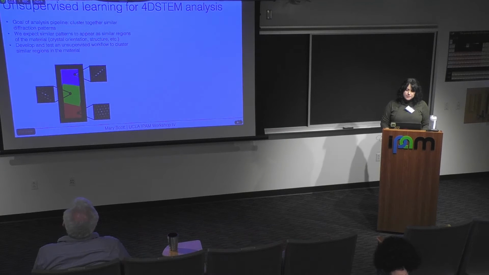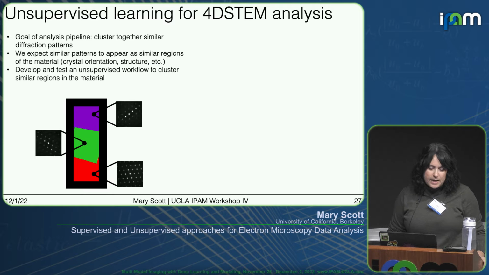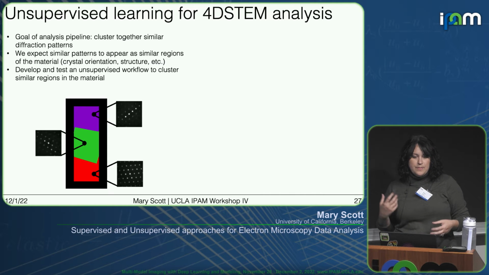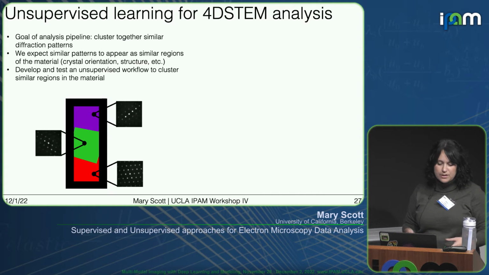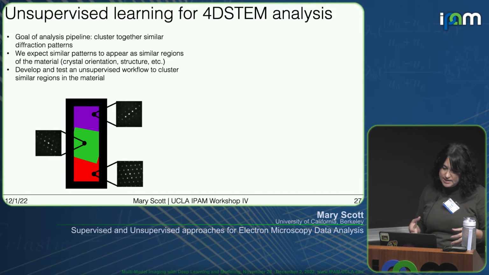Okay, and so here's where we come to our unsupervised clustering approach that we've implemented for 4D STEM analysis. So the goal of this analysis pipeline is to cluster together similar diffraction patterns. We expect that intuitively, as material scientists, similar patterns will appear as spatially localized similar regions in the material that might share a crystal orientation, a crystal structure, et cetera. So initially, we embarked on this project with a goal of developing and testing an unsupervised workflow to cluster these similar regions together in the material.